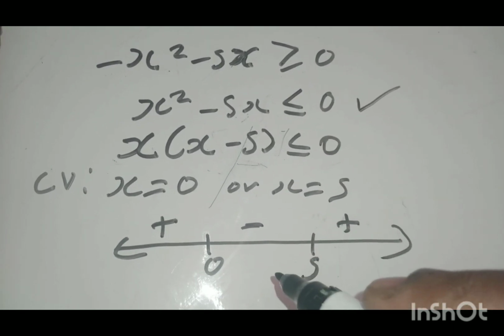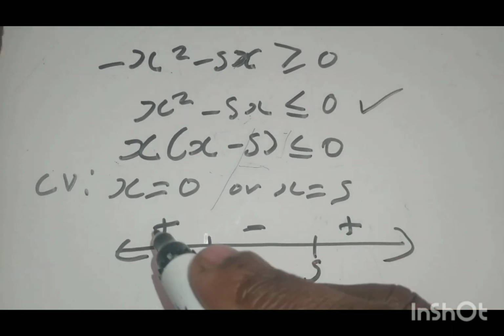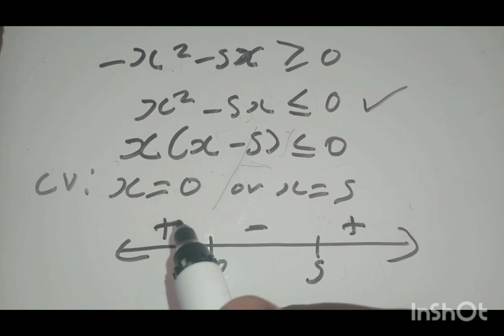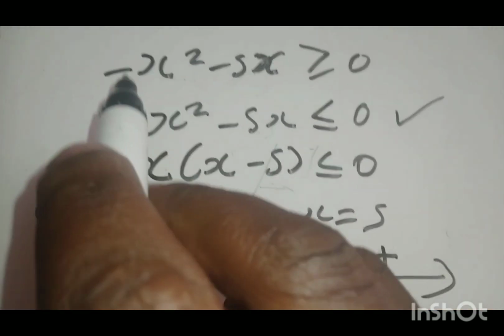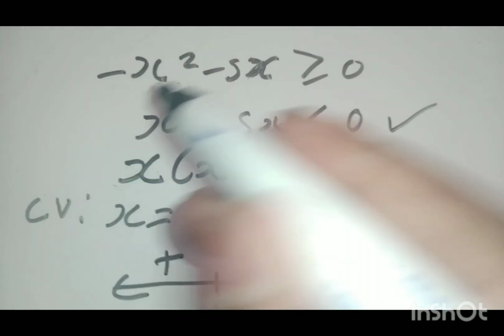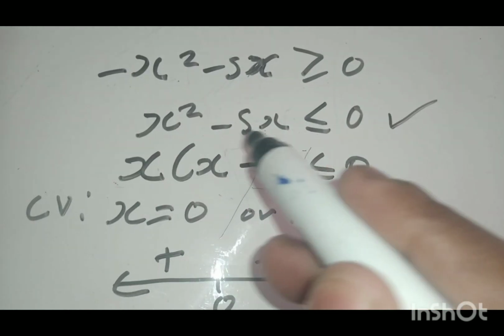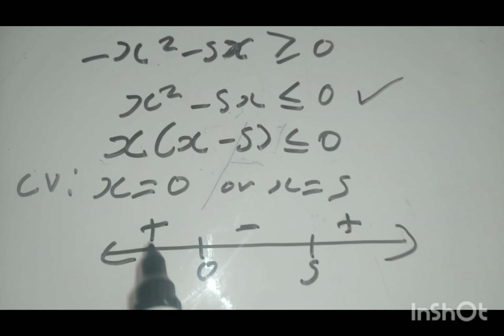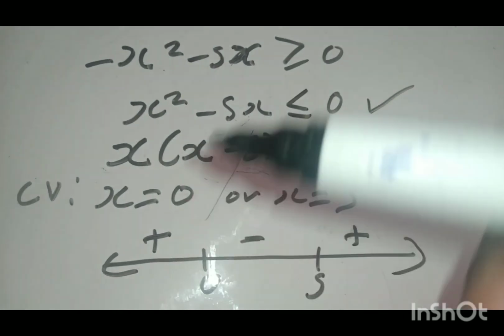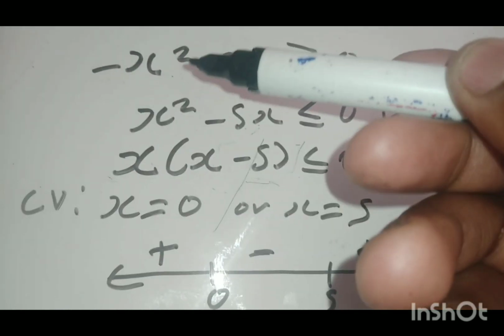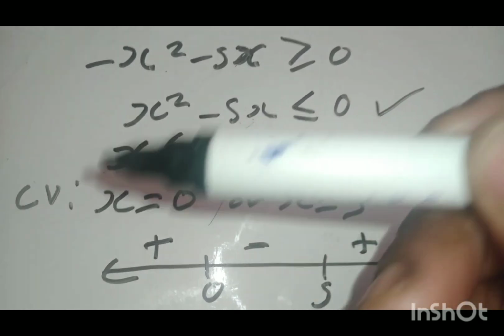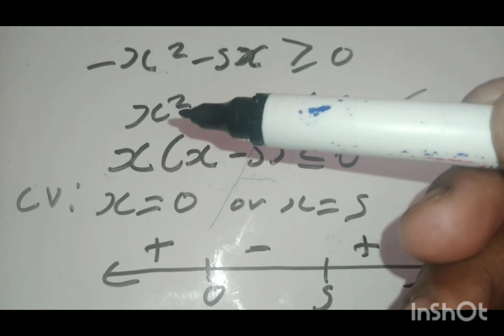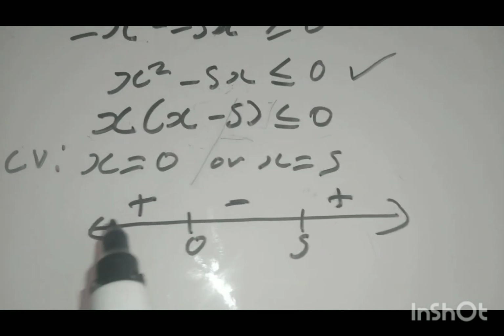I'm sure by now you realize that we'll always have positive, negative, positive. Because even though we have a negative, we will still change it into a positive x squared. If it was a negative x squared, we will actually have negative, positive, negative. But every time we have a negative, we still divide so that we can have a positive x squared. So when you always make sure x squared is positive, you don't even have to bother testing. It will always be positive, negative, positive.